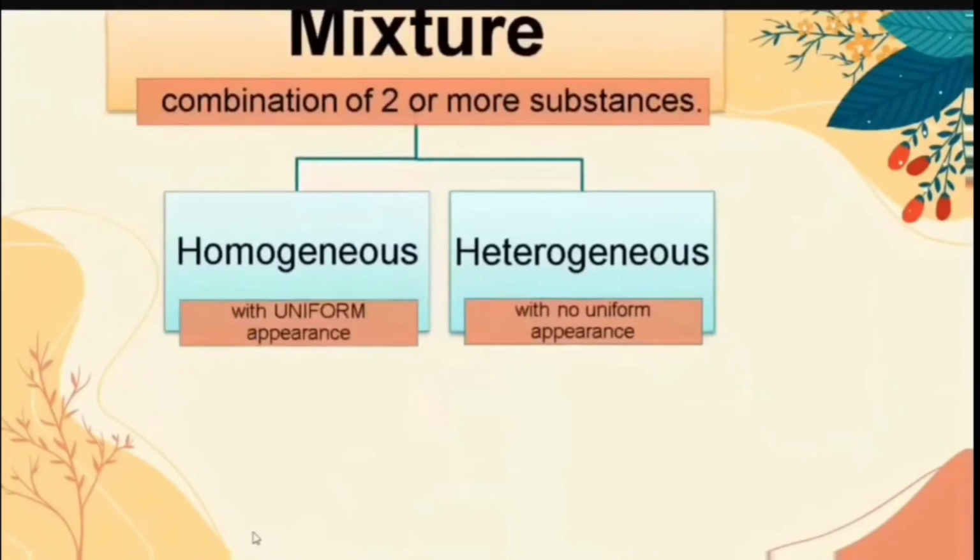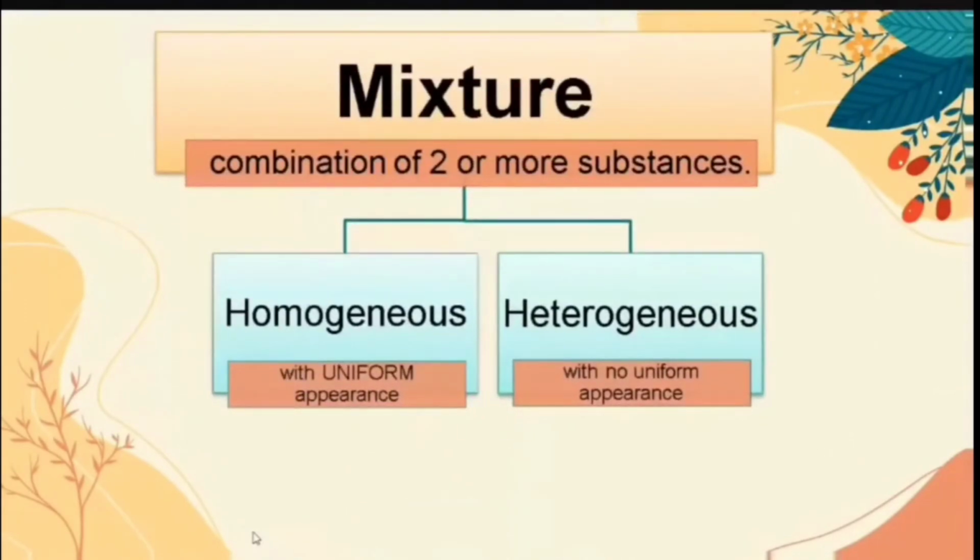Mixtures are classified into 2 types, namely homogeneous and heterogeneous. Homo means same. Therefore, homogeneous means same or uniform appearance, while hetero means many. Therefore, heterogeneous is a mixture with many appearances. An example of homogeneous mixture is a vinegar. It is a combination of acetic acid and water.